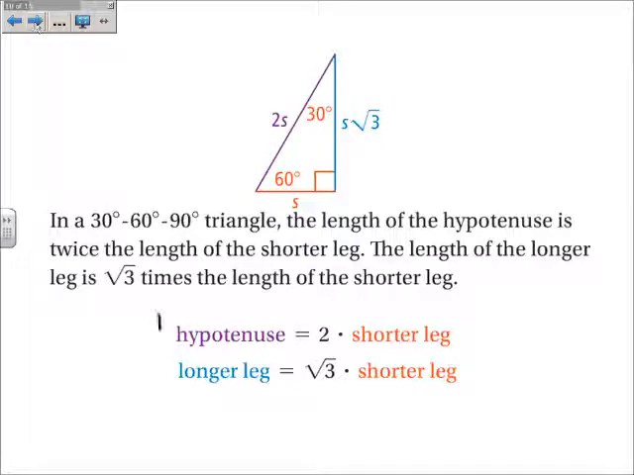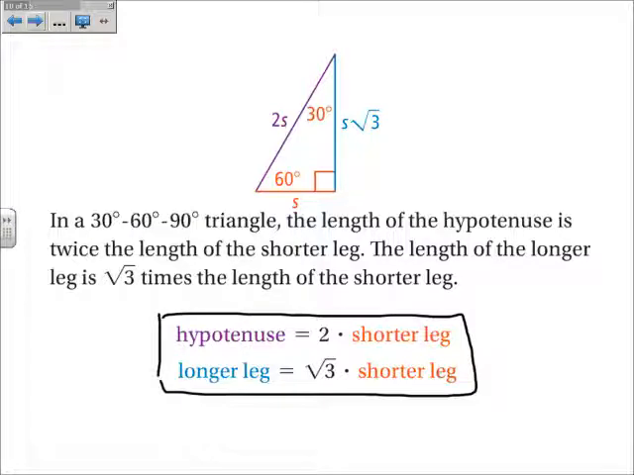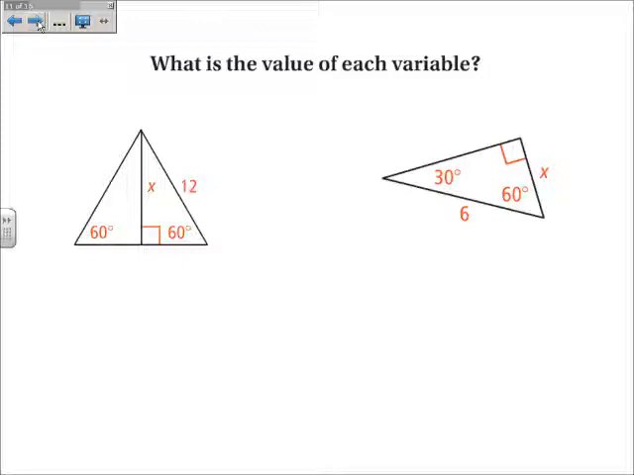Again, I think that these two equations are pretty helpful to us. The hypotenuse is equal to 2 times the shorter leg, and the longer leg is equal to root 3 times the shorter leg. Okay, a couple of examples.